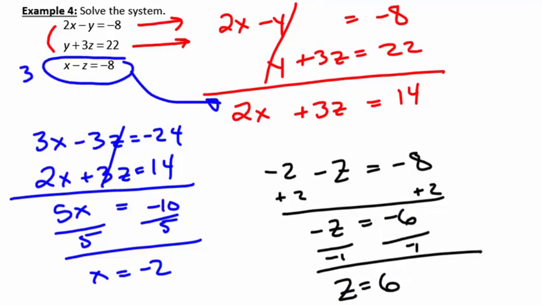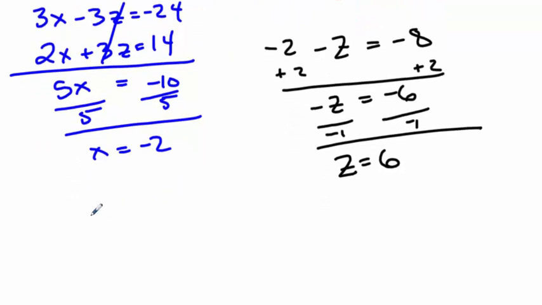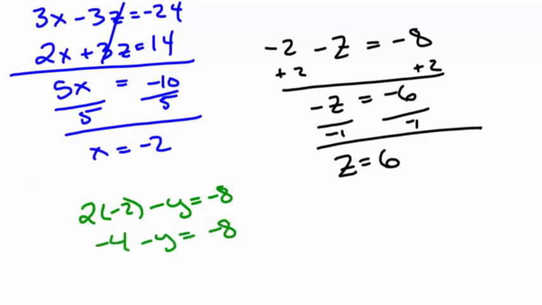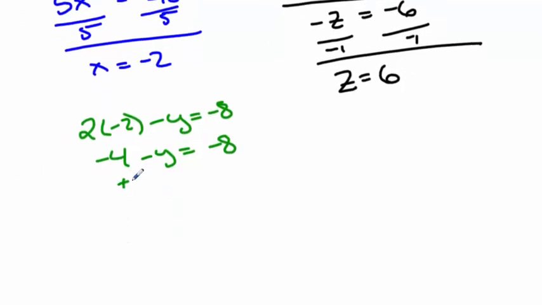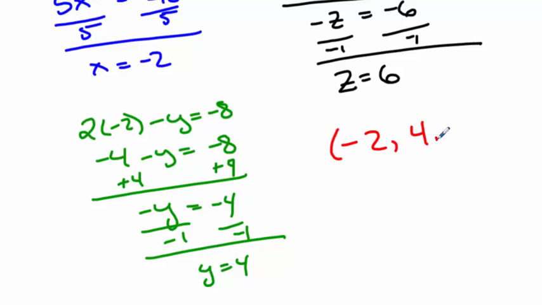Now I need to use an equation that has y to find y. It doesn't matter which one. Let's go ahead and use the top one, and I'll show you that it doesn't matter by using the second one as well. So let's use 2x minus y equals negative 8. So 2 times x, which is negative 2, minus y equals negative 8. That's negative 4 minus y equals negative 8. Okay, so add 4 to both sides. Negative y equals negative 4. Divide by negative 1, y is going to be 4. So the solution right here, our answer, is the ordered triple, negative 2, comma 4, comma 6.